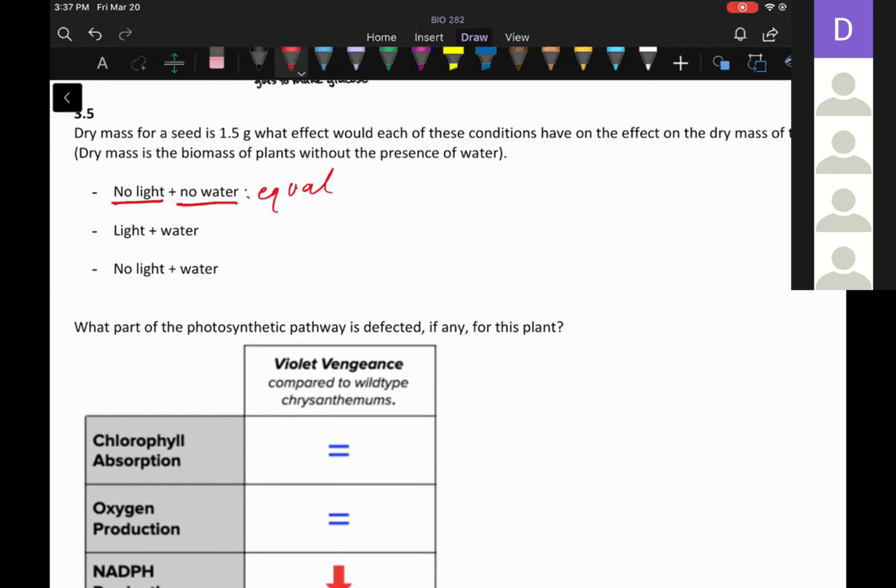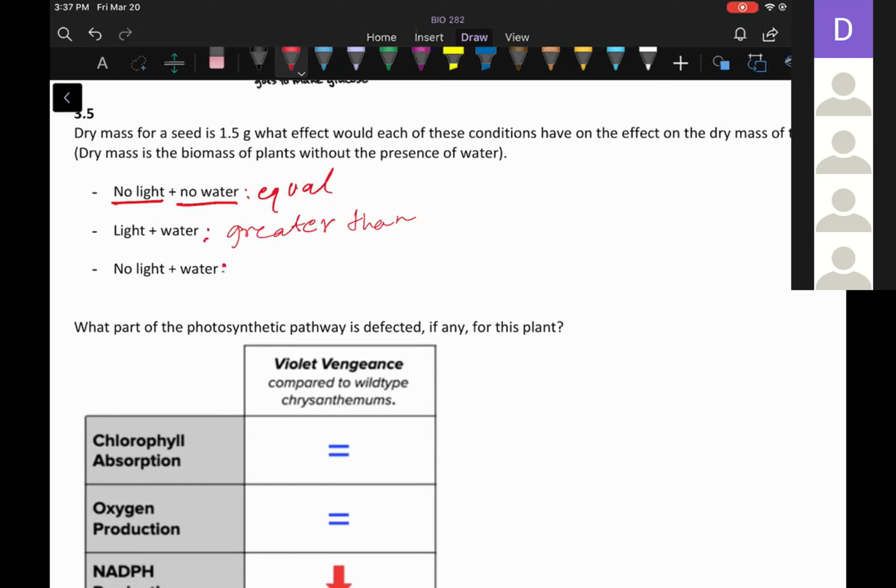Okay. So for light and water, what would happen? Would it be greater than, equal to, or the same? Greater than. Okay. So why is that? Because we have both light and water in order for photosynthesis to occur. Right. So the plants are going to be making the ATP. They're going to be growing, and it's going to build up the mass of the plant essentially.